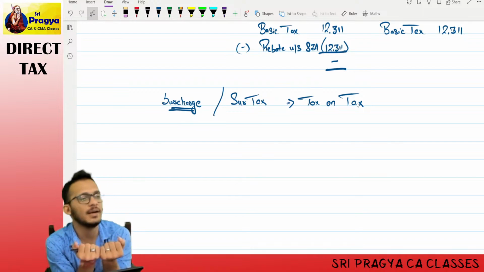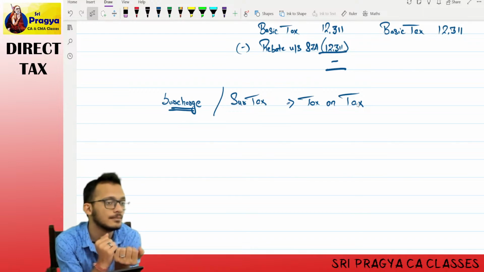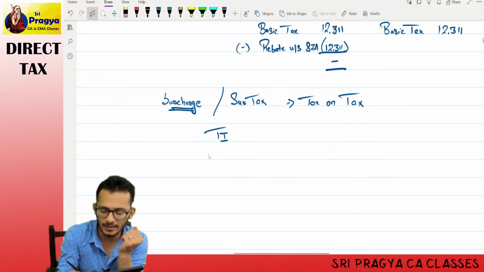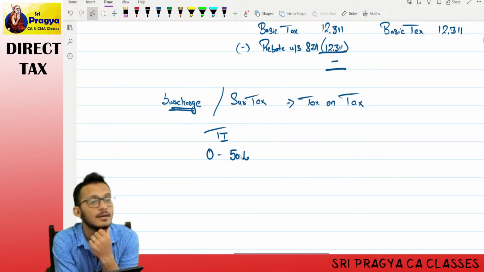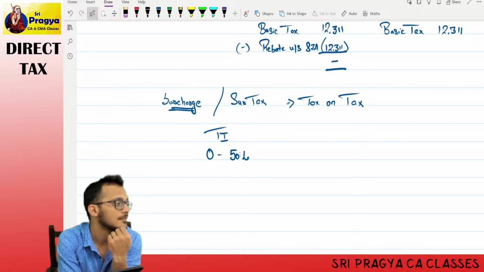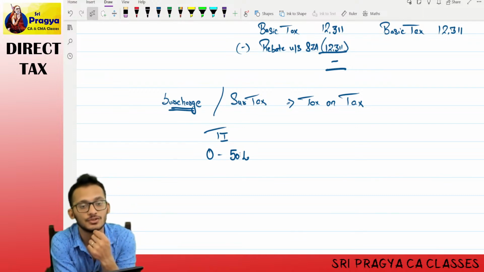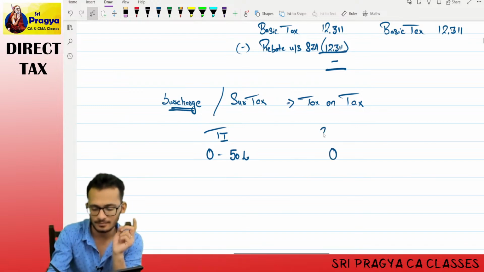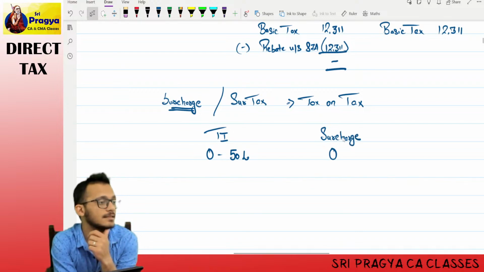Now I need to tell you how will you become rich. Income tax said, if your total income is anywhere between 0 to 50 lakhs, do you look like rich? No. Surcharge is 0.